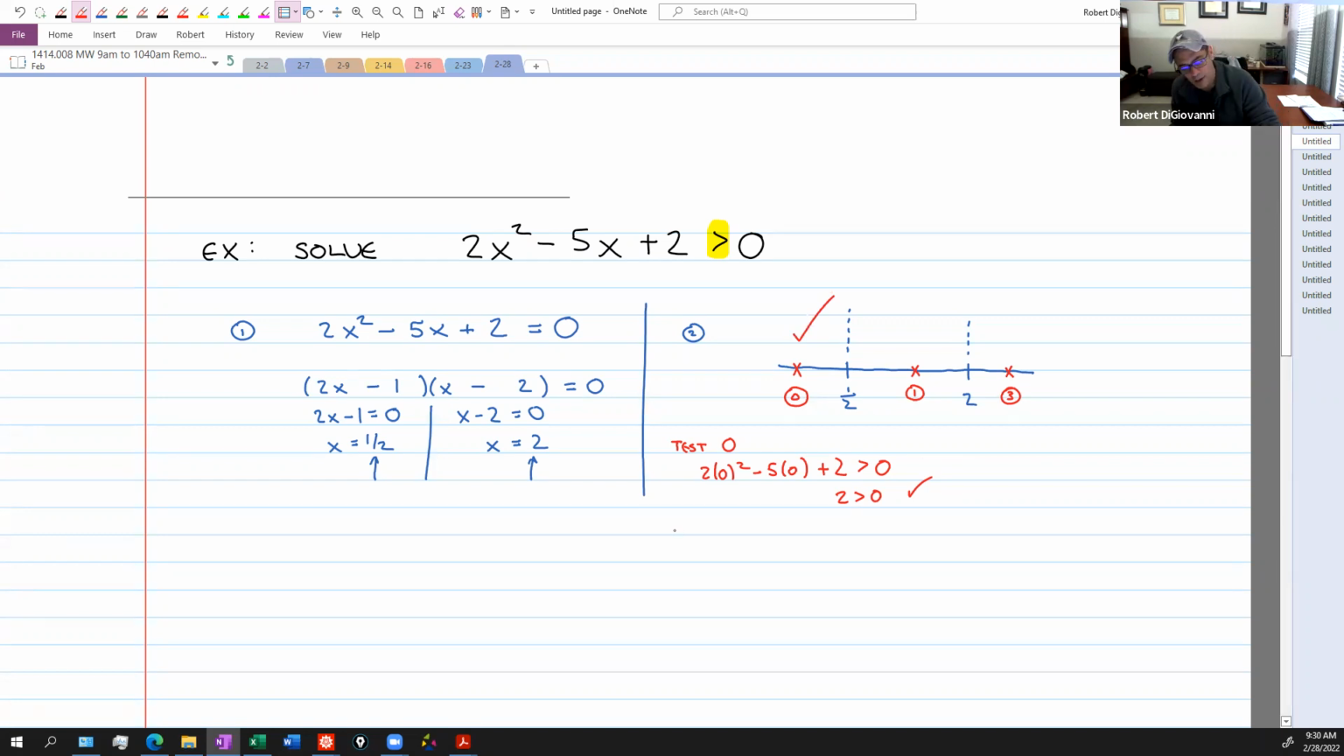And then I plug in 1. I get 2 times 1 squared minus 5 times 1 plus 2. Is it bigger than 0? Let's see. 2 minus 5 plus 2 bigger than 0. Uh-oh. -1 bigger than 0. No, this is false. Right? This is not true. Which means the middle region doesn't work.